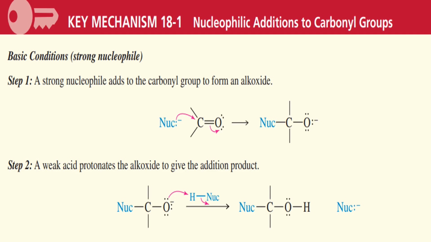Nucleophilic addition to a carbonyl group, base condition mechanism. The base-catalyzed addition to a carbonyl group results from nucleophilic attack of a strong nucleophile followed by protonation. So in the first step, a strong nucleophile adds to the carbonyl group to form an alkoxide, followed by a weak acid protonating the alkoxide to give the addition product.